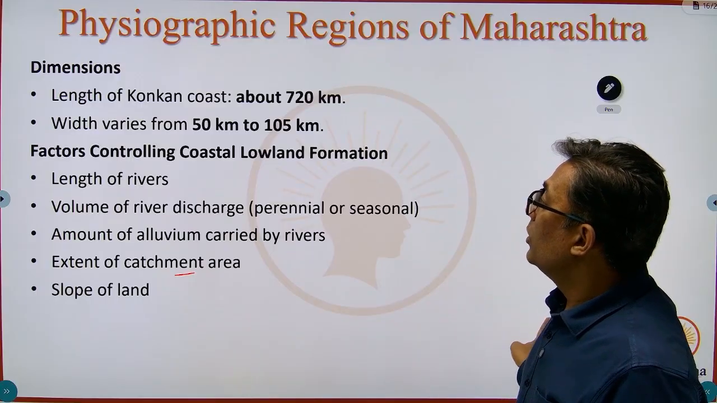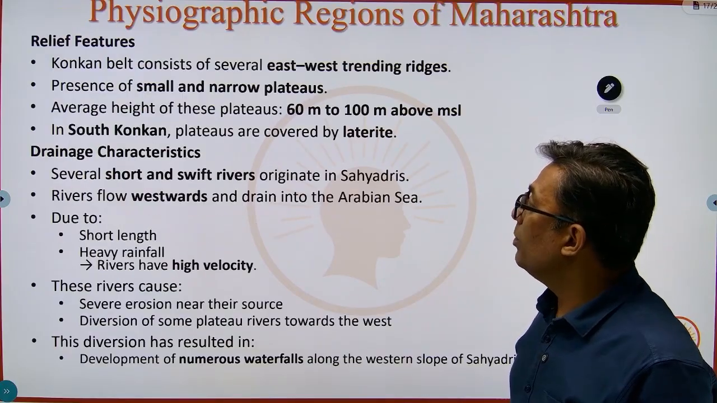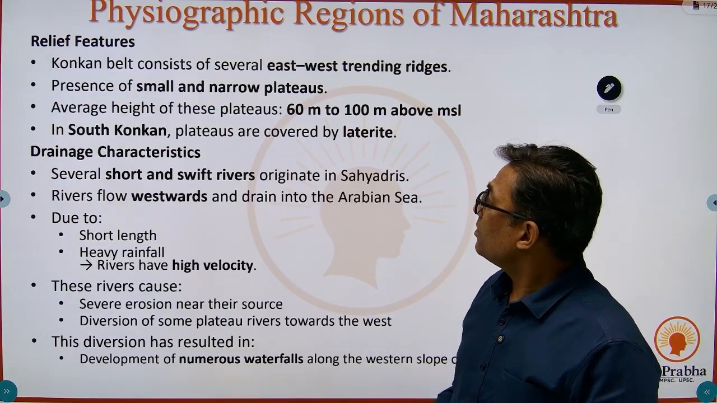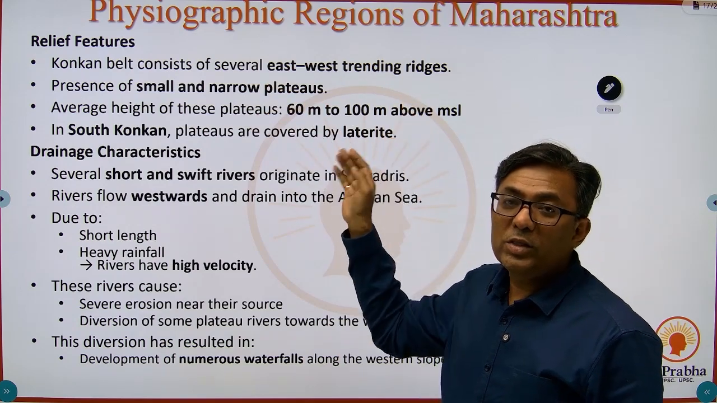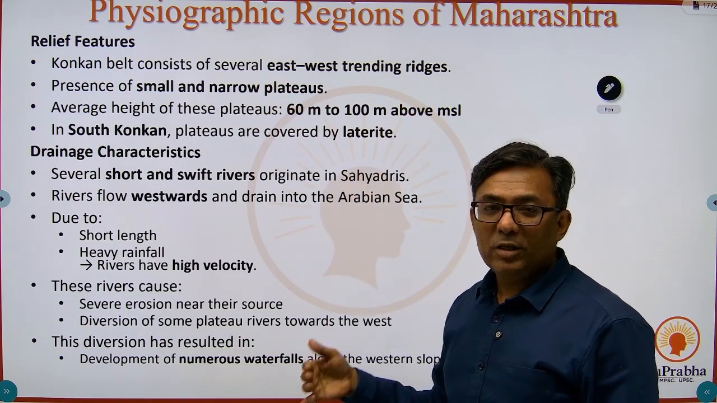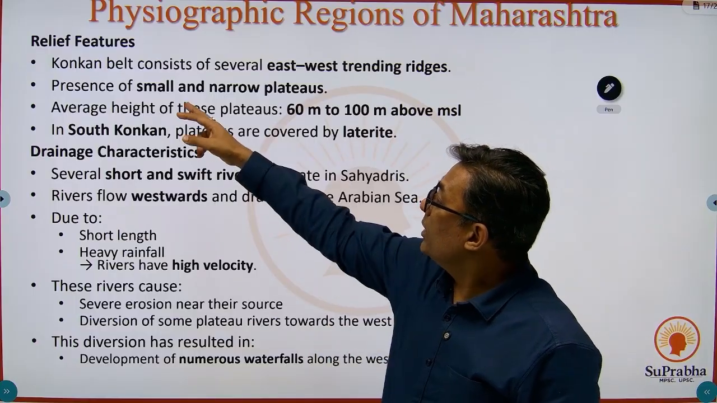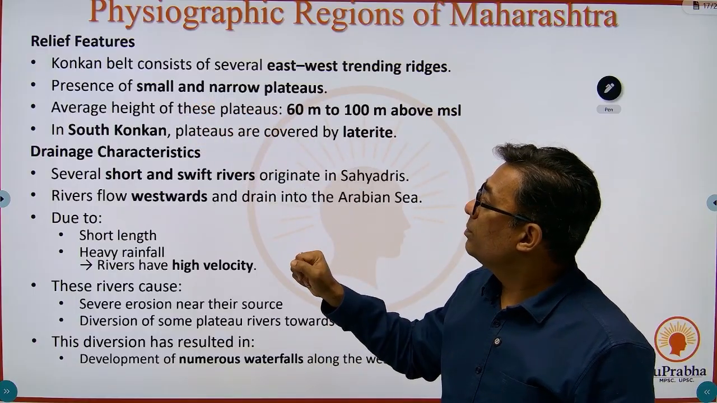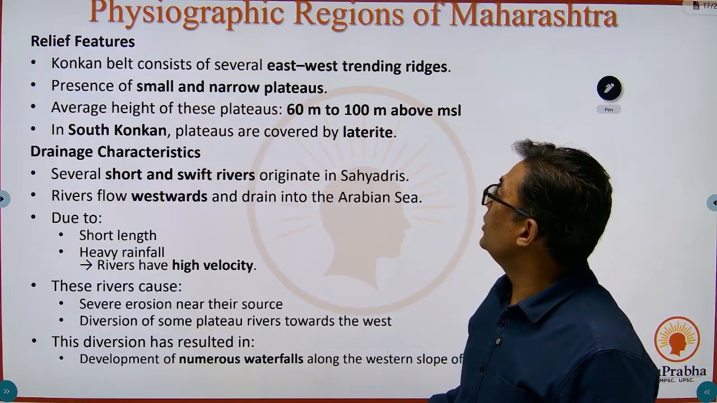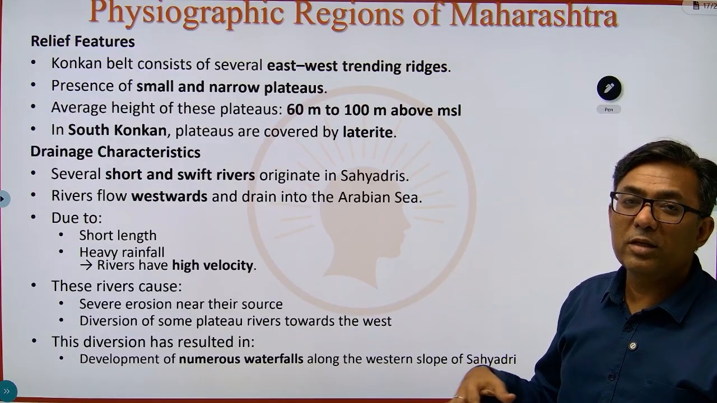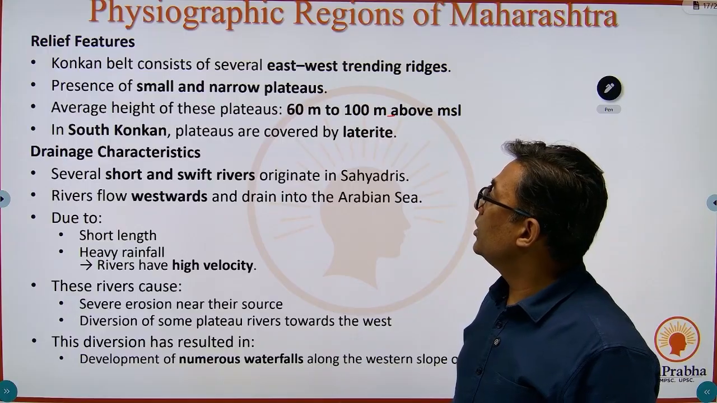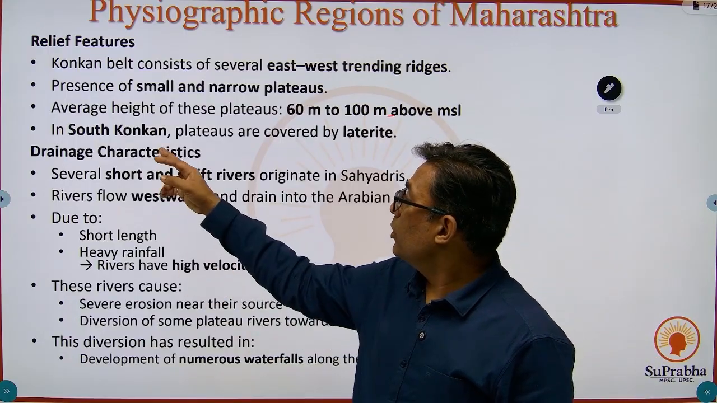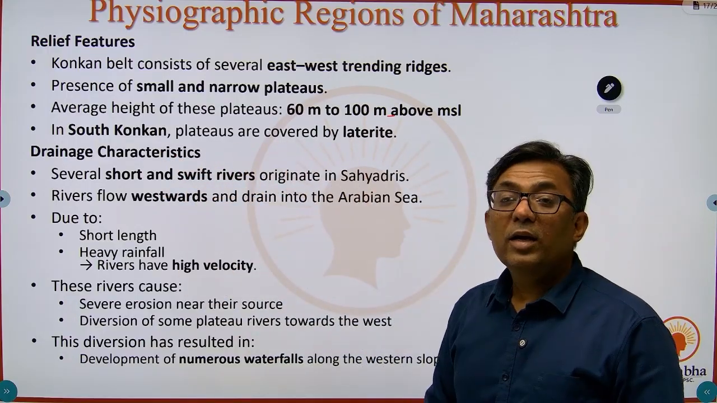Moving further for the Konkan part, the relief features consist of several east-west trending ridges. Okay, east-west, these are nothing but the offshoots of the Western Ghats itself. Presence of small and narrow plateaus. The average height of the plateau is just 60 meters to 100 meters. Since it's at sea level, the average height of these plateaus is very low, 60 to 100 meters above mean sea level. And in some parts of Konkan, plateaus are covered by laterite.